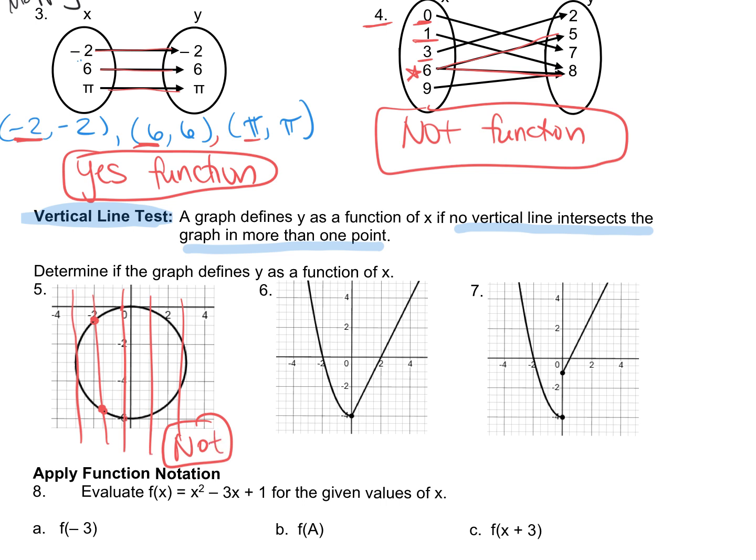Now on number 6, when I draw my vertical lines across, or if you can imagine taking a vertical line across, notice my vertical line is only intersecting in one place the whole time. So yes, this would be considered a function. And then for number 7, it appears that it's going to be a function until I get to this part. And notice it's crossing in two places. And so this would be not a function.